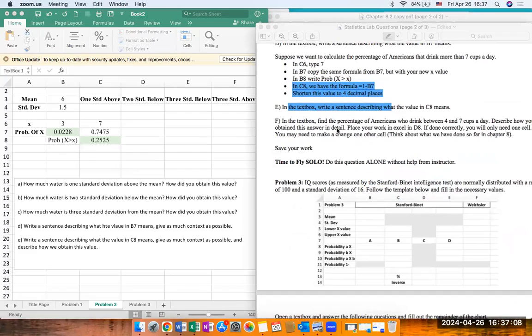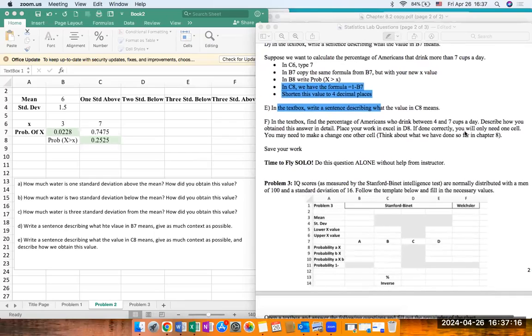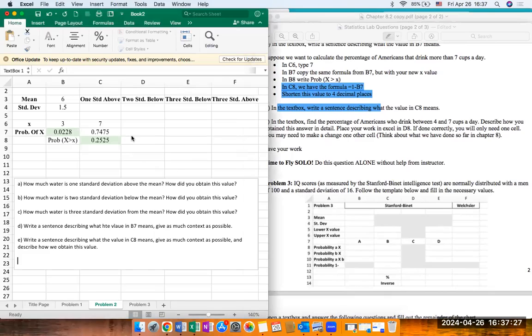All right. So it says, in a text box, find the percentage of Americans who drink between 4 and 7 cups a day. Describe how you obtain this answer in detail. Place your work in cell D8, and if done correctly, you will only need to change one cell. You may need to make a change to one other cell.